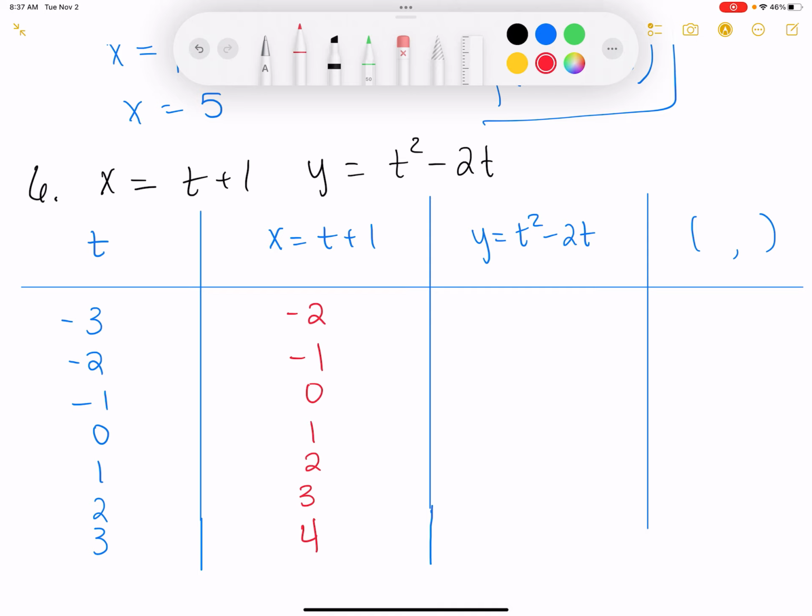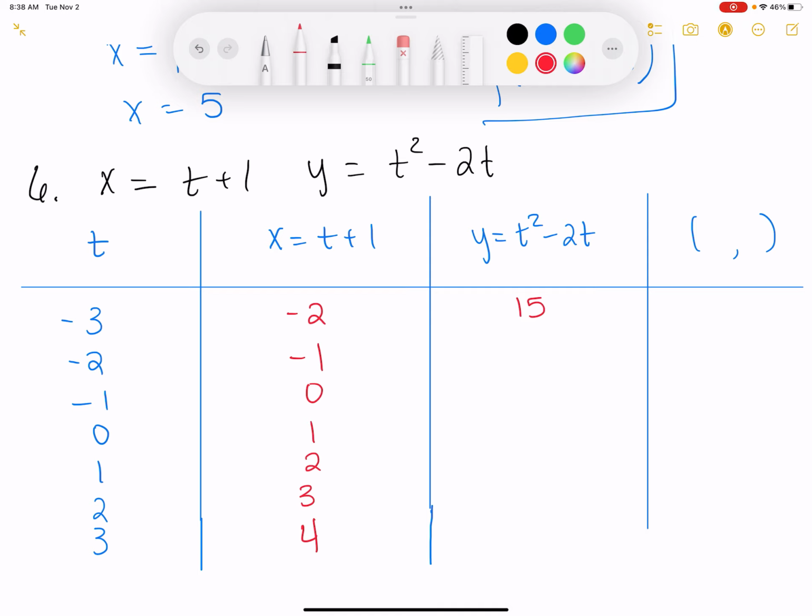It looks scary, but it's super easy. Okay, and then y. So negative 3 squared is 9, minus 2 times negative 3. Negative 2 times negative 3 is what? Negative 6. I mean, positive 6. What is negative 3 squared? 9. 9 plus 6 is what? 15.